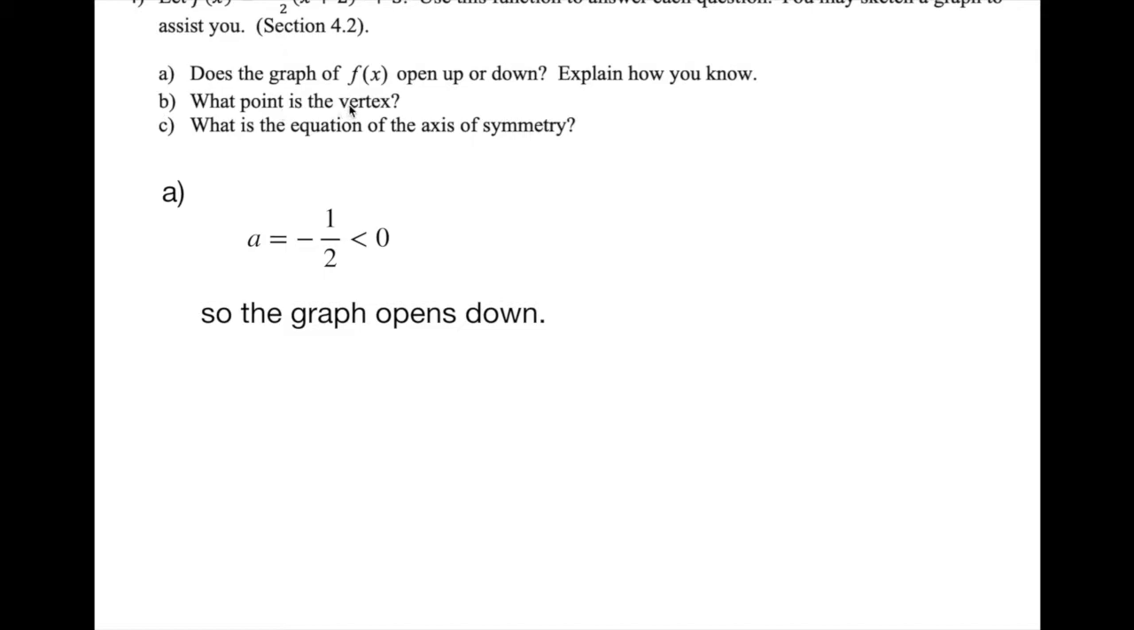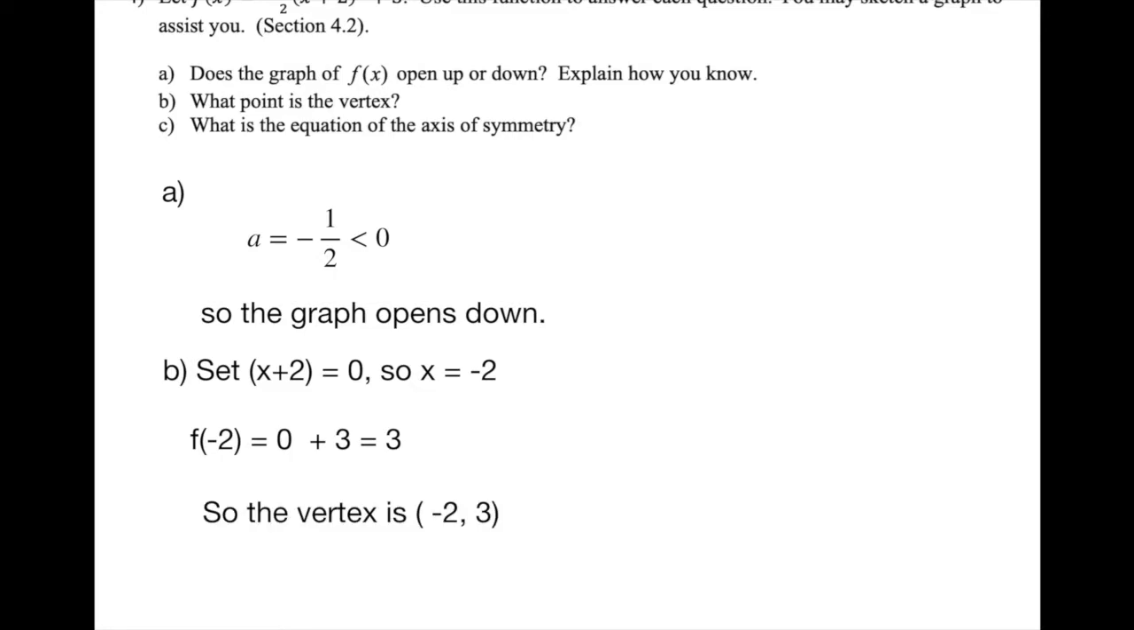Then what is the vertex point? First, you need to set the bracket equal to 0. So x plus 2 equal to 0, x is -2. And you plug in to get your y. So the first big term is gone. So f of -2 is 0 plus 3, which is 3. That's the y coordinate of your vertex. So you know your vertex is -2, 3.